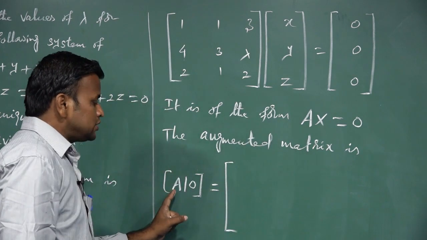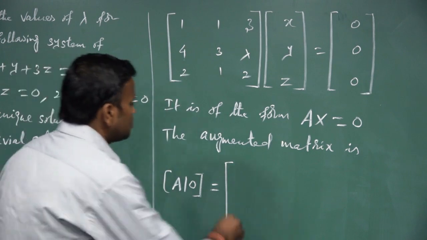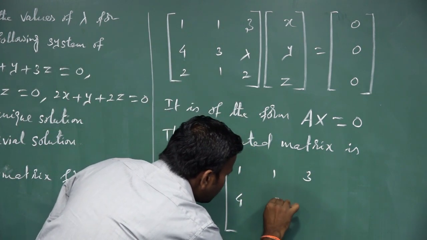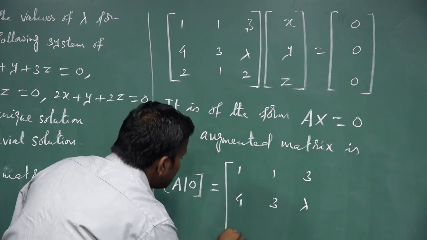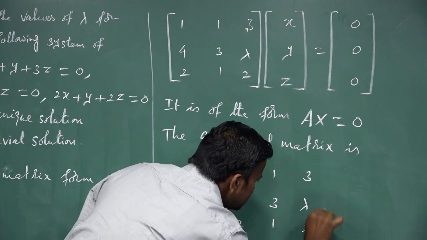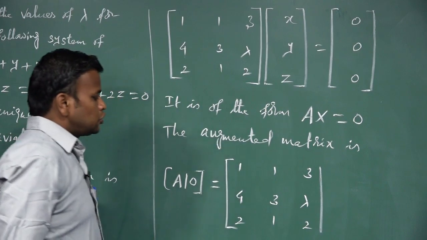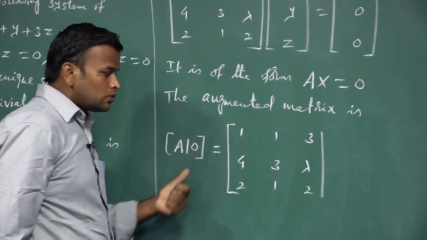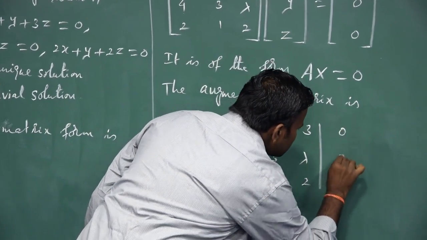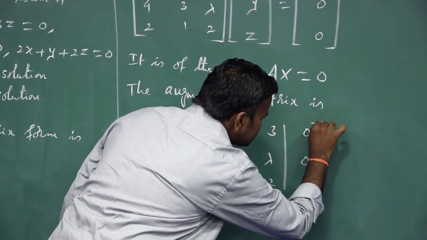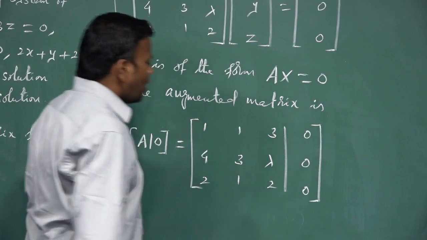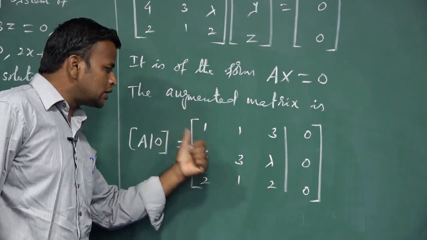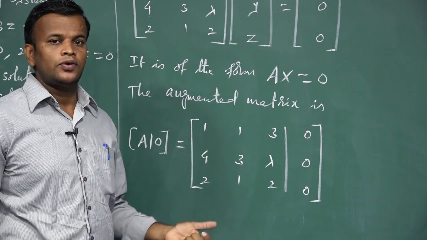First we write the values of matrix A: 1, 1, 3; 4, 3, lambda; 2, 1, 2. It is extended by the right-hand side matrix, which contains all zeros: 0, 0, 0. After writing the augmented matrix, the next step is to convert it into echelon form.